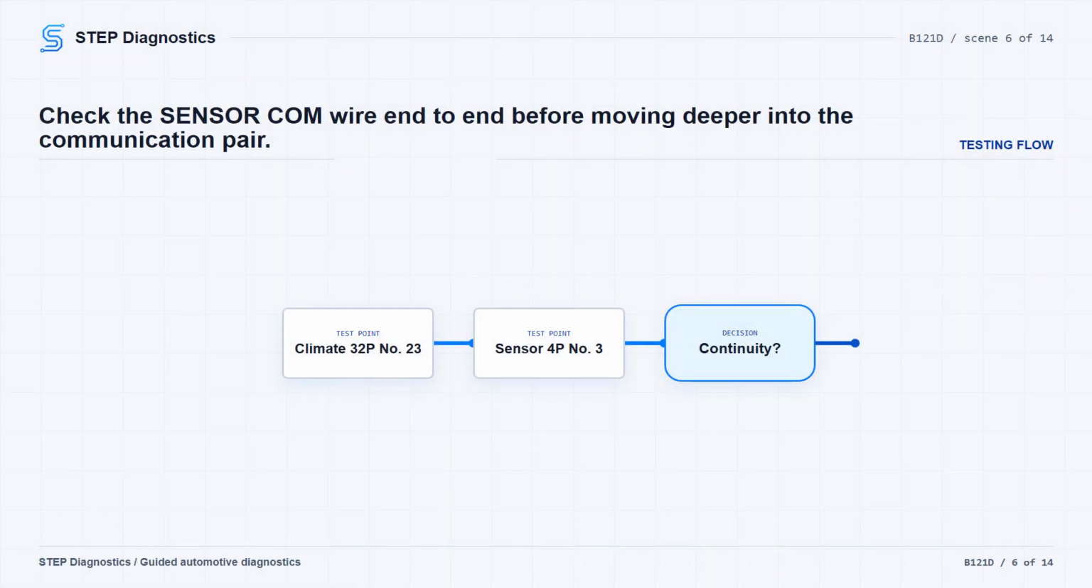With the vehicle OFF, disconnect the climate control unit 32P connector as well. Now check continuity from climate control unit connector No. 23 to humidity/in-car temperature sensor connector No. 3. If continuity is present, the sensor COM wire is OK and you can continue. If there is no continuity, repair the open in that wire between the climate control unit and the humidity/in-car temperature sensor.